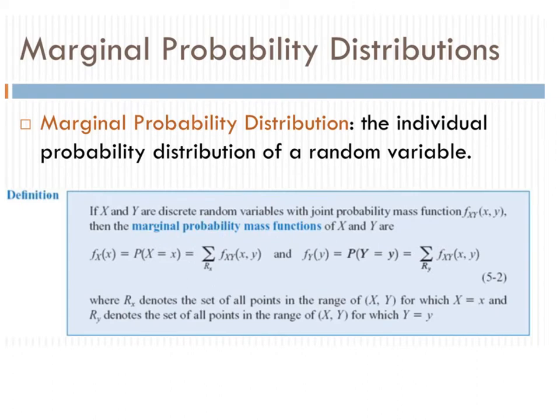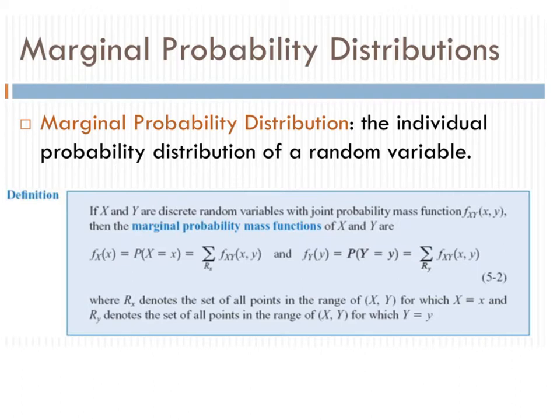Joint probability is the study of two random variables simultaneously, whereas marginal probability distribution is the individual study of, or the individual probability distribution of, a random variable, where the values of the variable x and the values of the variable y will be separated.